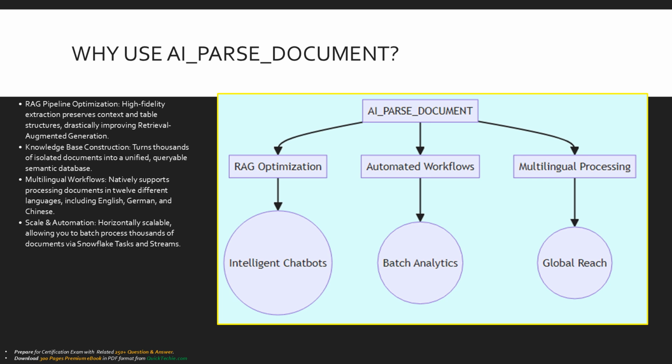Furthermore, it boasts robust multilingual support, processing 12 languages natively. And because it runs on Snowflake Compute, it is horizontally scalable. You can batch process millions of pages automatically without moving your data to an external service. This block diagram illustrates the strategic value pillars. At the top, AI Parse Document branches into three main capabilities: RAG optimization, which fuels intelligent chatbots, automated workflows, enabling massive batch analytics through Snowflake tasks, and multilingual processing, giving your data global reach. This single function unlocks multiple enterprise-level AI capabilities.